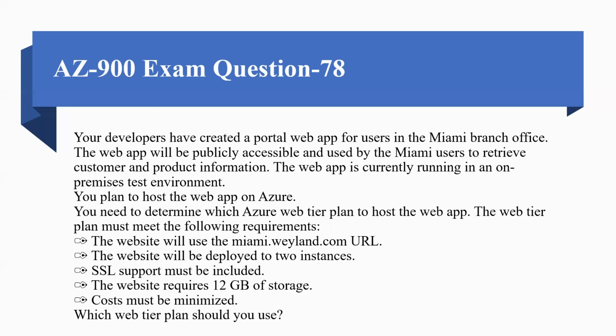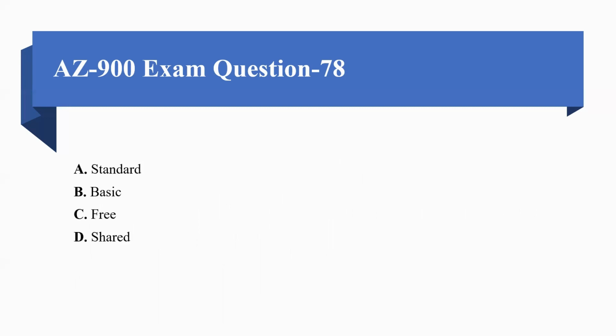Number three, SSL support must be included. Number four, the website requires 12 GB of storage. And number five, cost must be minimized. So which plan will be used? The options are standard, basic, free, and shared. And the correct option is A, standard.